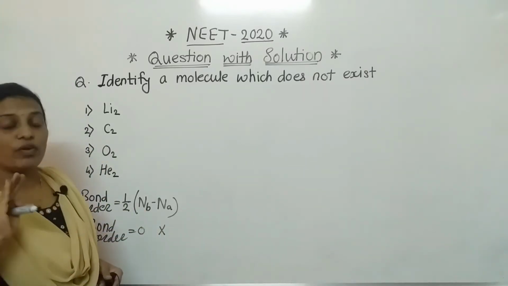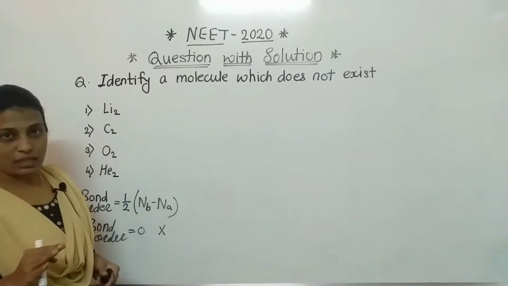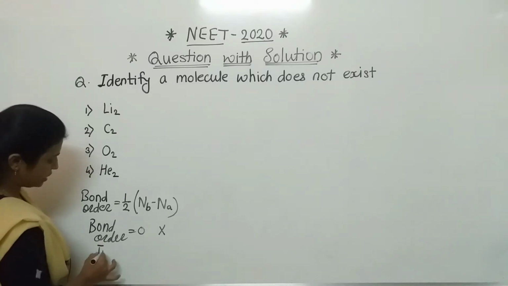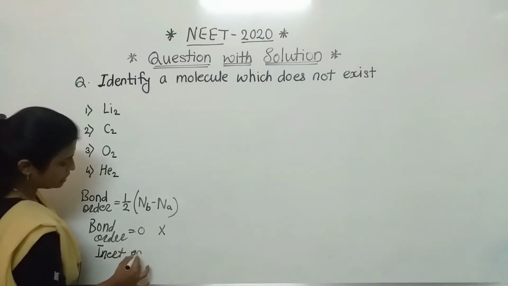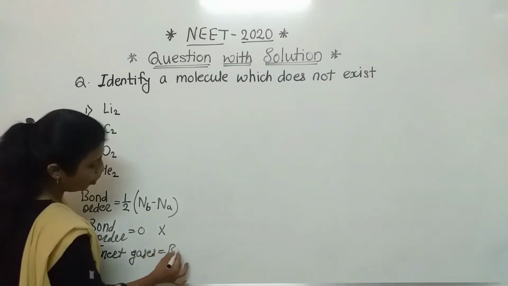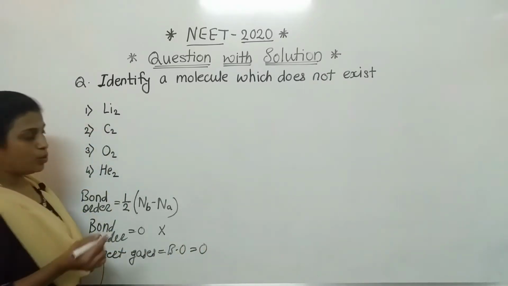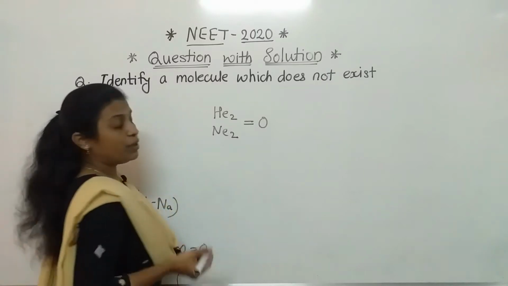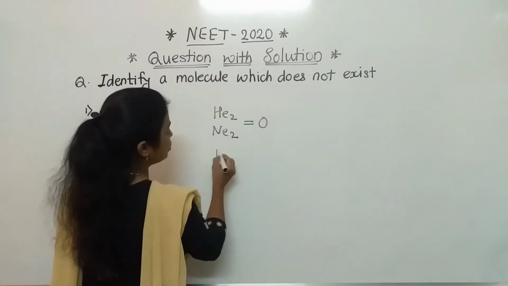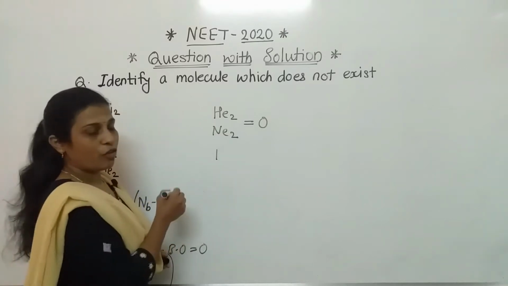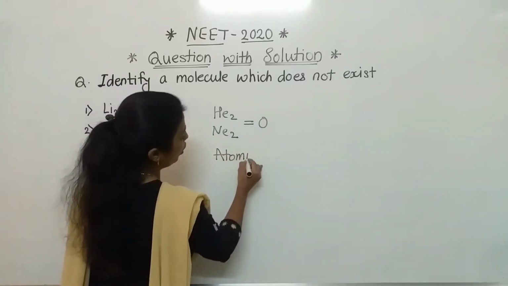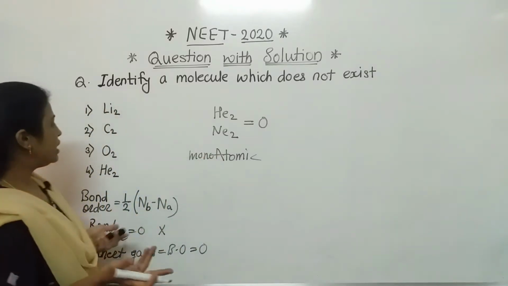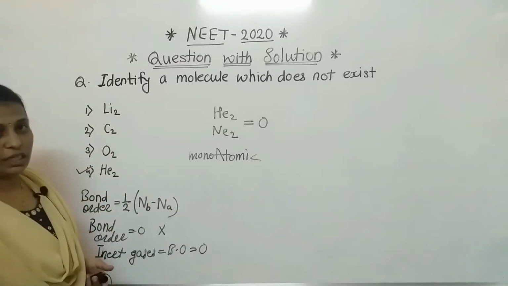Clear to everyone? And third, a very important point: you will get the answer directly if you keep this third point in mind. What is that point? For the inert gases, the bond order is always equal to 0. Means if we consider He2, Ne2, their bond order will be equal to 0 and they do not exist in their molecular form. They are always present in their monoatomic form. Clear to everyone? So here we can directly say that our answer is option D, or the fourth option.